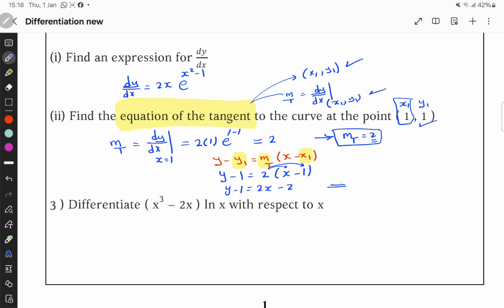So finally, we're just shifting negative 1 to the other side. So y is equal to 2x minus 2 plus 1, it will be minus 1. That is the equation of the tangent. Then we put hashtag we love math.